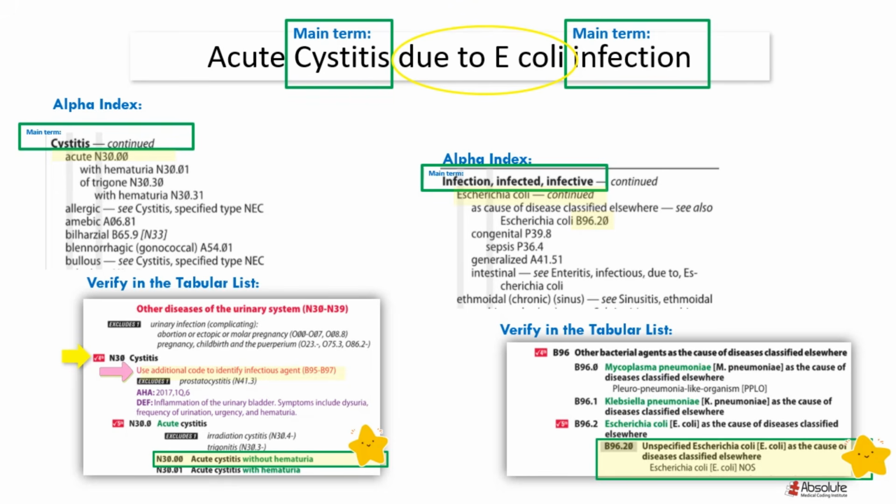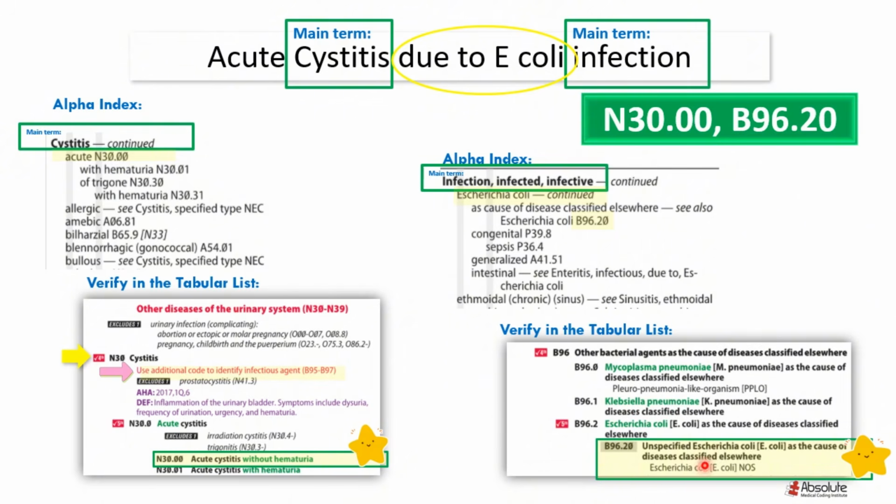Now, again, we are told how to sequence these codes. We're going to have to code first cystitis and code additionally the E. coli. And our code will look like this. N30.00 and B96.20 in that order. All right, coders, I know we had a teachable moment because we didn't discuss how to sequence, but hopefully you learned something, and we will discuss it in the future chapters.